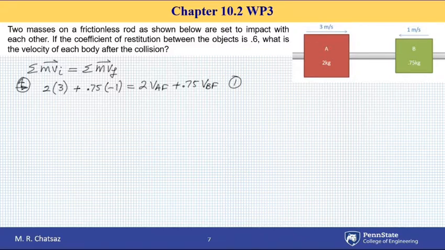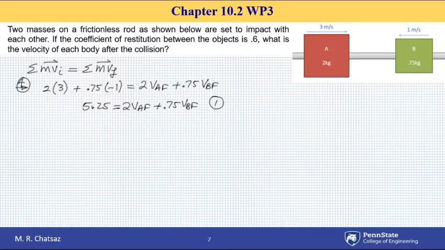equation with two unknowns. If I simplify it first before going on, I have 6 minus 0.75, which is 5 1/4, equal to 2 VAF plus 0.75 VB final. So let's call this equation 1.